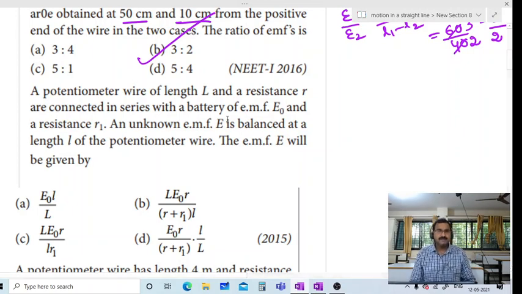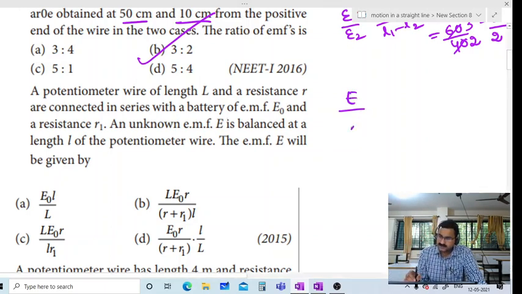Next, 2015 AIPMT. A potentiometer wire of length L and resistance R is connected in series with a battery of EMF E0 and resistance R1, and an unknown EMF is balanced at a length L of the potentiometer wire. What is the EMF of that? They are asking, yes, we can calculate that. The same thing: a potentiometer wire of length L and resistance R connected in series with a battery of EMF E0 and resistance R1. Unknown EMF is balanced at a length L of the potentiometer.